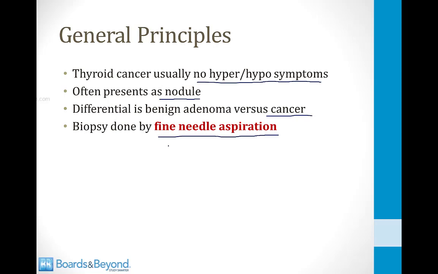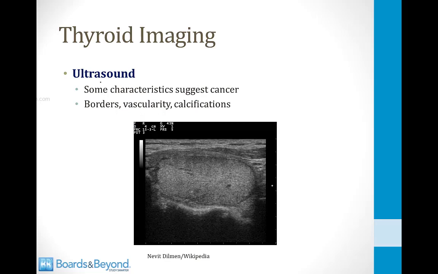But of course, a fine needle aspiration is invasive, so there are a number of non-invasive tests of the thyroid that are often used to work up adenomas. One of the ones you will most commonly see used is a thyroid ultrasound. There are certain characteristics of nodules by ultrasound that can suggest cancer. You can look at the borders of a nodule, the vascularity, or the presence or absence of calcification, and all of these things can help you determine whether a nodule may be cancerous. In addition, you can use thyroid ultrasound to measure the size of a nodule and follow it over time to see whether it's growing or whether it is stable.